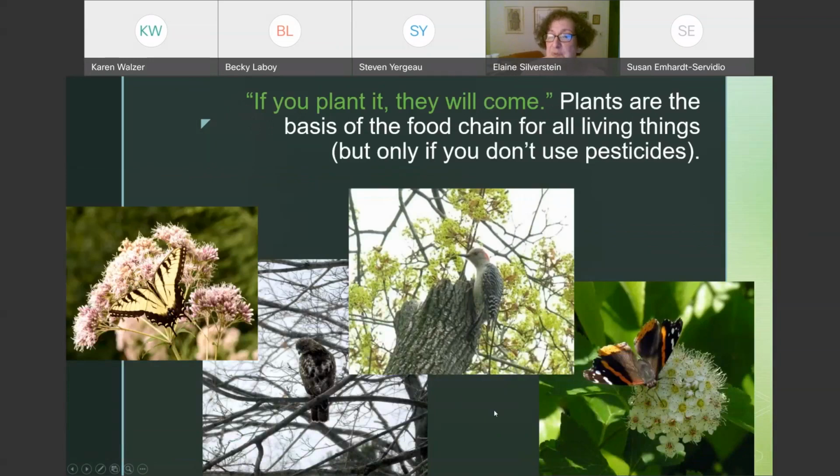Ecologists like to say, if you plant it, they will come. Meaning that if you put the right plants in place, the animals are going to come to eat them. Because plants are the basis of the food chain for all living things. And again, this is true only if you don't use pesticides. If you do, these guys are not going to come. So native plants are going to feed native insects, particularly moths and butterflies, throughout their life cycle.